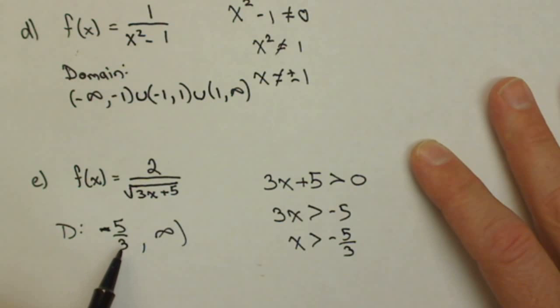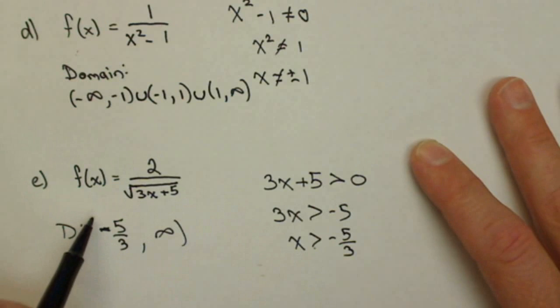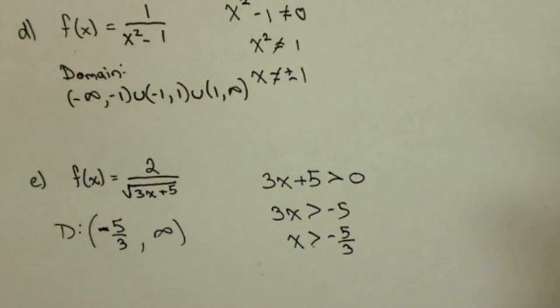And the only question here is whether or not we want to include negative 5/3. We don't. So that also gets a parenthesis, and there's our domain.